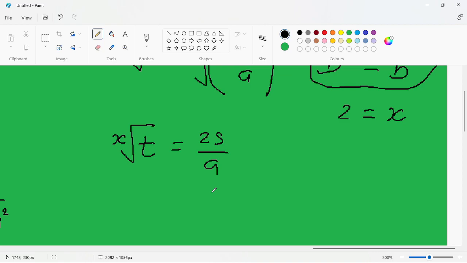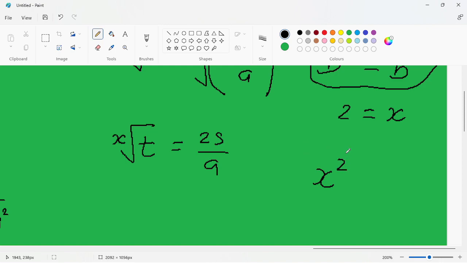Now we come to some more mathematics. When we have the x root of t, it is the same as saying t raised to the 1 over x. How is that so? Well, it is a law of indices. Let's say we have a number, let's just say we have a variable x squared.